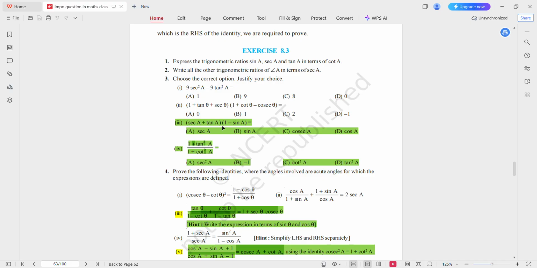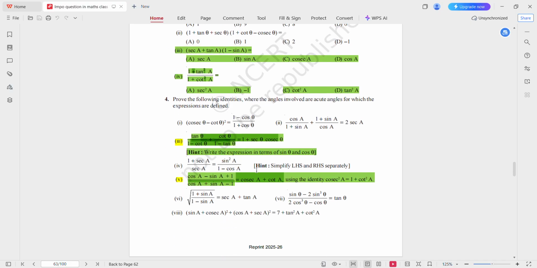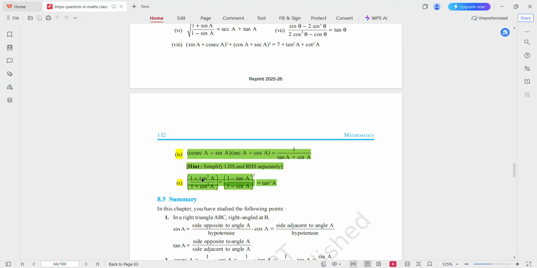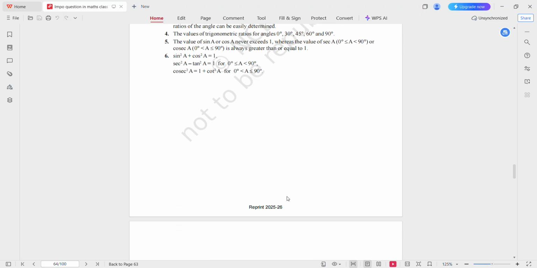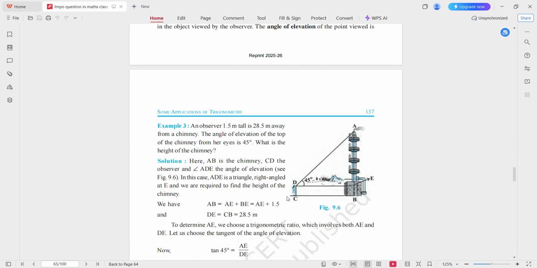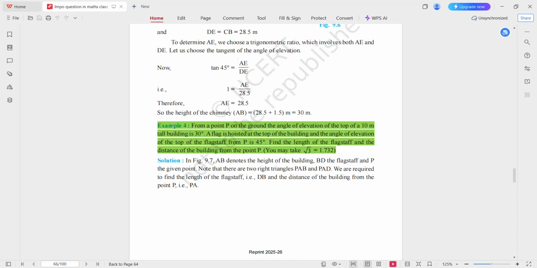They just ask you in MCQs. This kind of questions will be mostly asked in the MCQs. In the fourth question, third and fifth subdivision is very much important. Higher precedence should be given to this. 9th, 10th is also very much important. That's all in this chapter. Coming to the next chapter, 9th chapter. Example 4 is important.